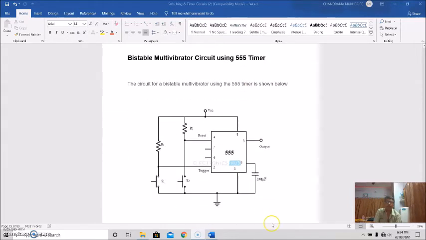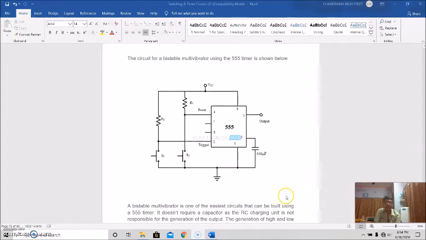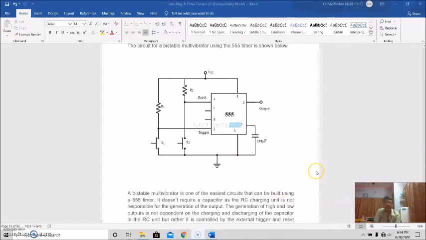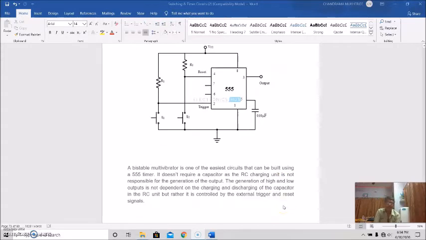Now we will discuss the bistable multivibrator circuit using a 555 timer. So this is the circuit. Here we are seeing that the capacitor of the RC network is not being used because we don't require it, because the RC charging unit is not responsible for generation of the output. The generation of the high and low output is not dependent on the charging and discharging of the capacitor in the RC unit, but rather it is controlled by the external trigger and reset signal.